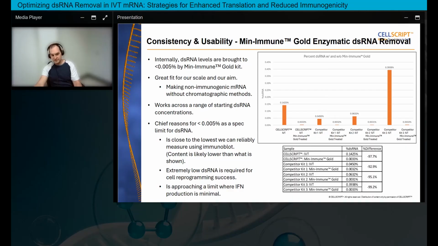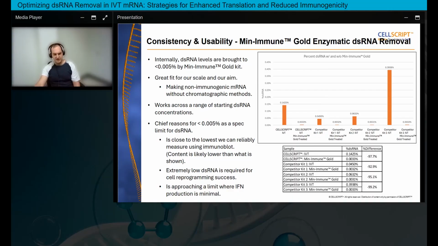Now, it works well, but more specifically, it works well for our scale and for our aim. You know, we're an enzyme company, and so we would like to be able to make the best quality mRNA without chromatographic methods, without additional equipment, without additional personnel. And so this really checks all of our boxes in terms of what a good method is.